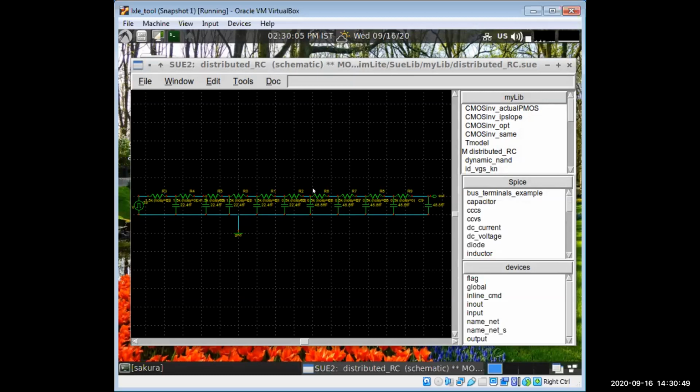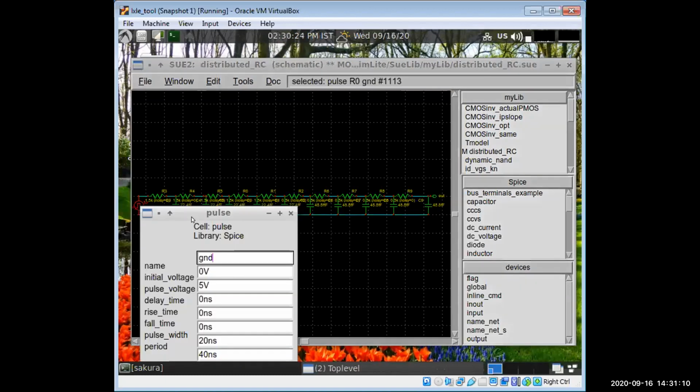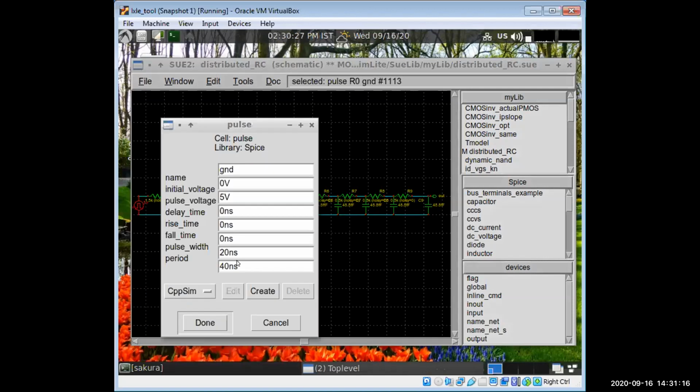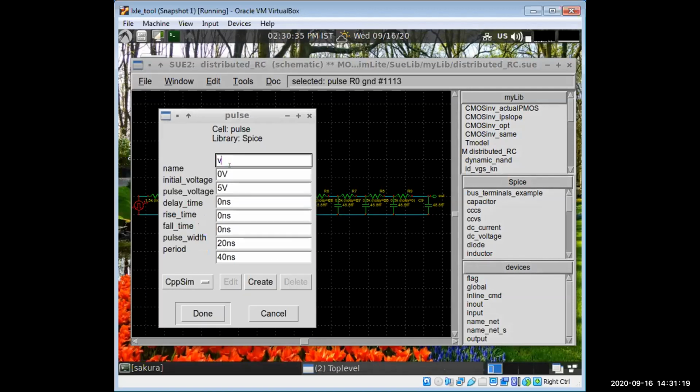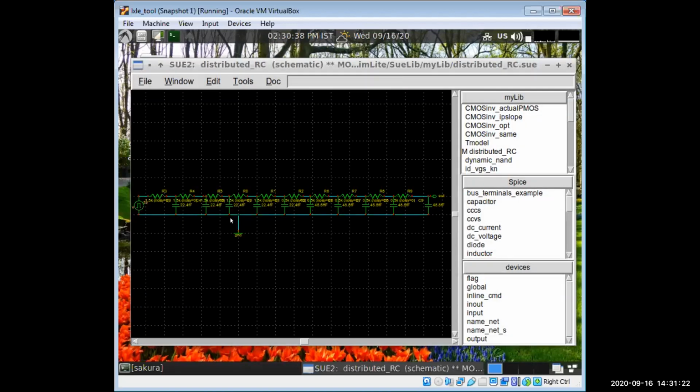Now we have to save the circuit. So this is 1, 2, 3, 4, 5. Okay. Now save. Here I have given a pulse voltage, pulsed up to 5 volts, and the delay I have given is 20 nanoseconds. Pulse width is 20 nanoseconds, and period I have given is 40 nanoseconds. I am changing the name to V in. This is the ladder network, so it is grounded. Here there is the out node. We are going to see the output.